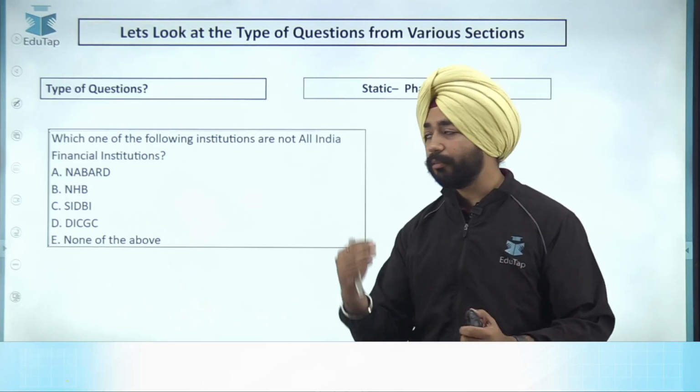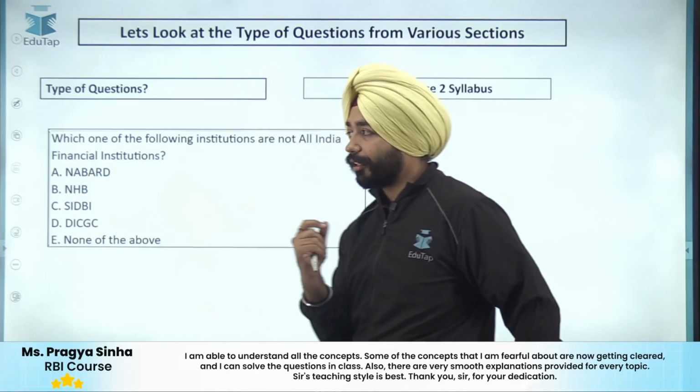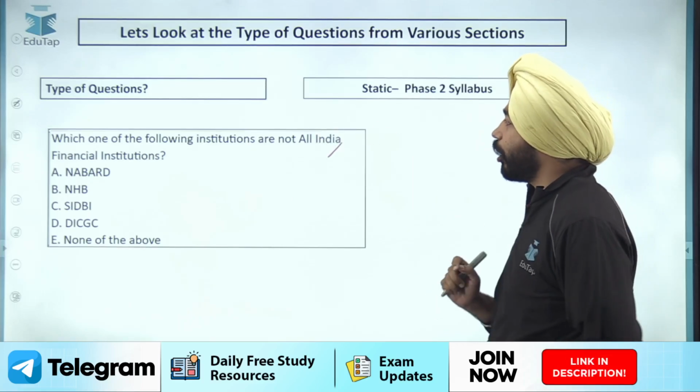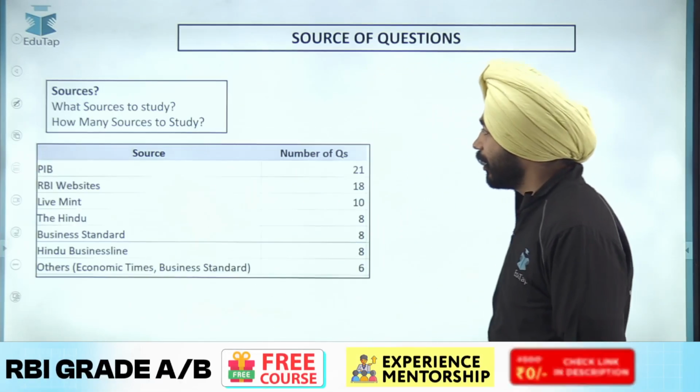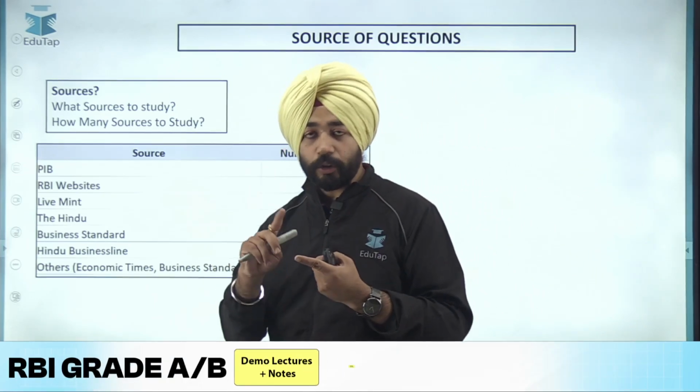When the notification comes, then jump to the general awareness section, from which we are seeing the weightage of questions reducing. So there's a question asked regarding financial static: which of the following institutions are not all India financial institutions? Now, overall, we have discussed topics and timeline.